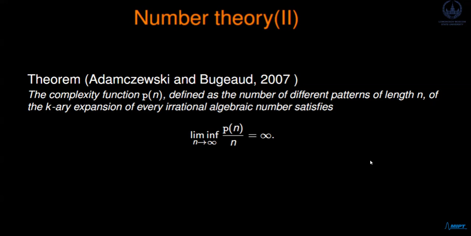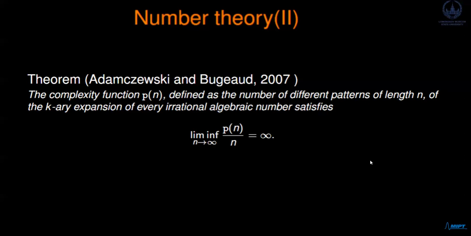This result tells us that as n, the length of the subword, increases, the number of distinct patterns of that length found in the expansion grows without bound. And it grows faster than n itself. In simpler terms, the decimal expansion of every irrational algebraic number becomes increasingly complex the longer the subword you consider.